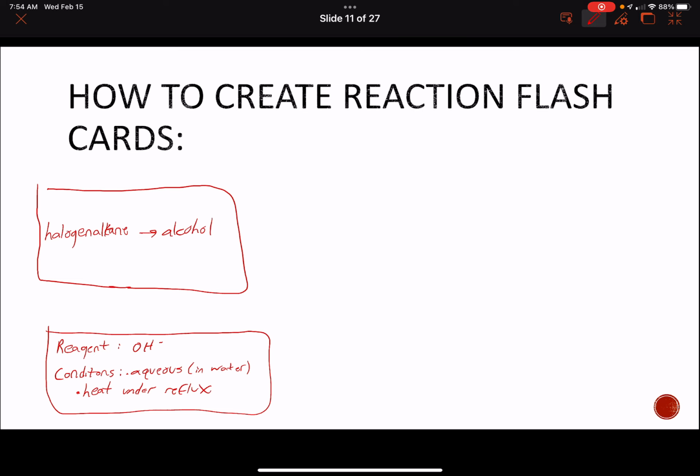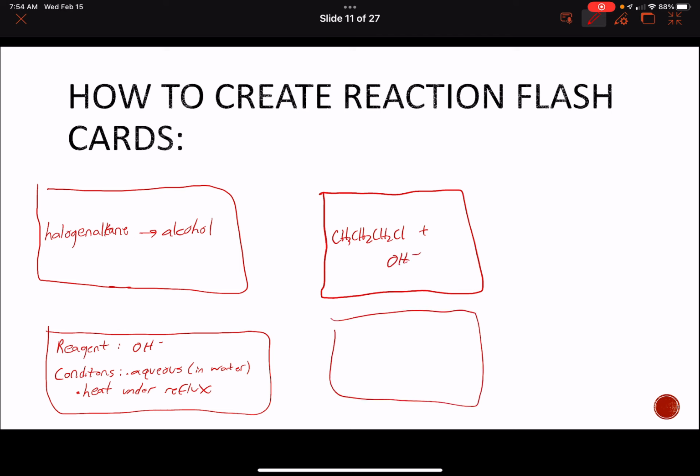The second one I would make is an example reaction. And so just something like CH3CH2CH2Cl plus OH minus. This is actually not a great leaving group, but we're just going to assume that it happens. And then the products of that reaction would be CH3CH2CH2OH plus Cl minus.